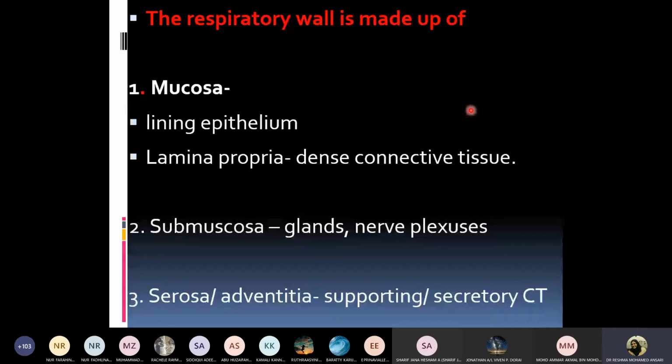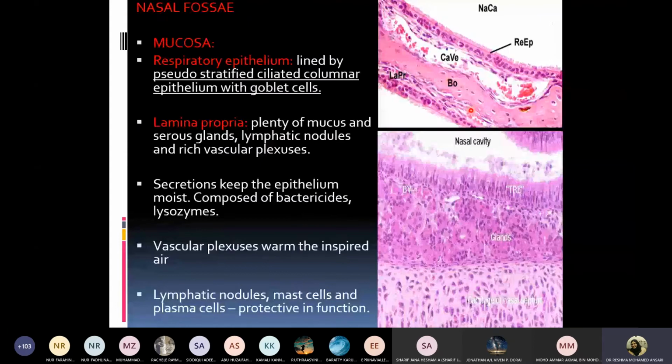So in the nasal fossa, the mucosa is the respiratory epithelium. Respiratory epithelium doesn't change for the conducting portion. It is pseudostratified with cilia, so I call it ciliated columnar epithelium with goblet cells. What do you mean by pseudostratified?